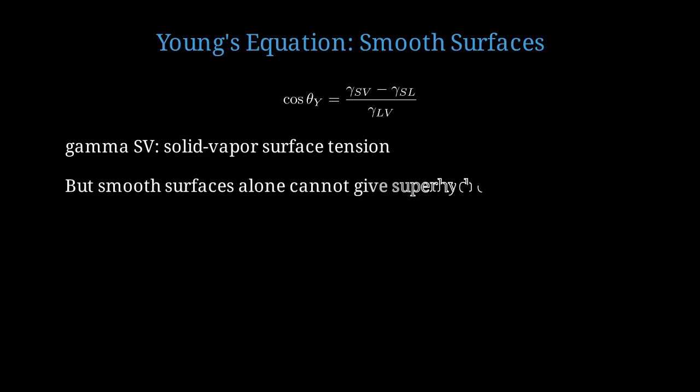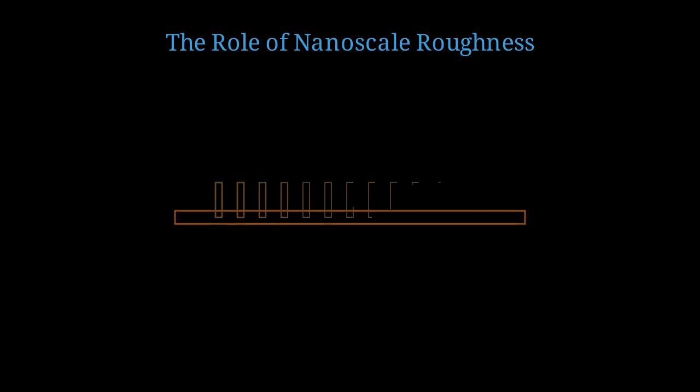Here's a critical insight. Young's equation shows that smooth surfaces alone, no matter what chemistry you use, cannot achieve superhydrophobicity. You need roughness. This is where nanostructure comes in. Roughness amplifies the natural wetting properties of a material. Imagine a surface covered with nanoscale pillars or ridges, like a tiny forest. When a water droplet sits on this surface, it doesn't penetrate all the way down. Instead, air pockets get trapped beneath the droplet.